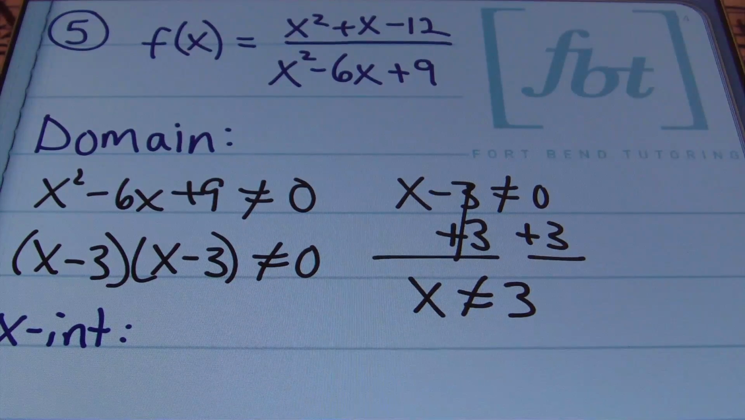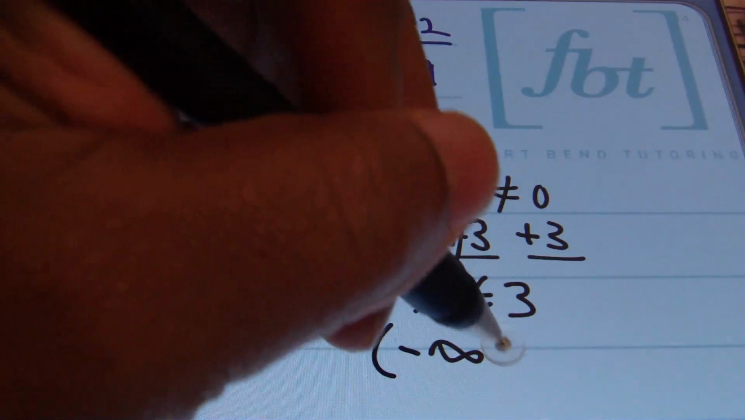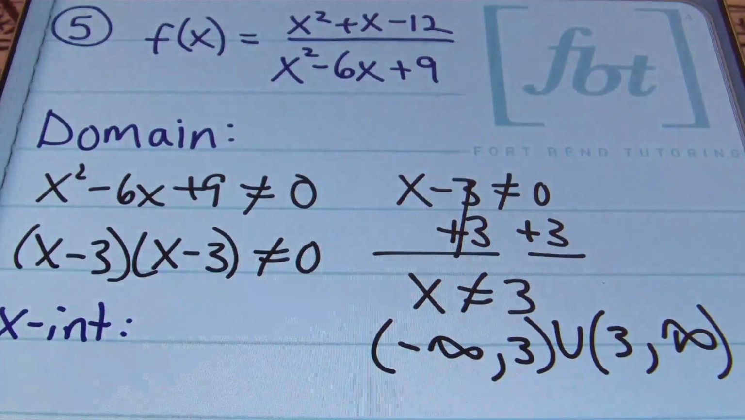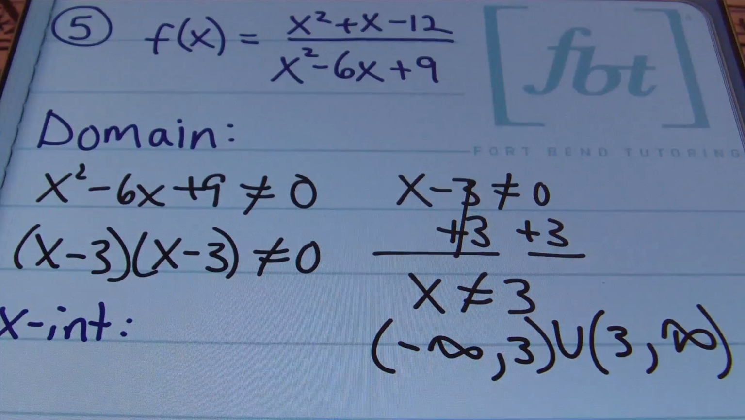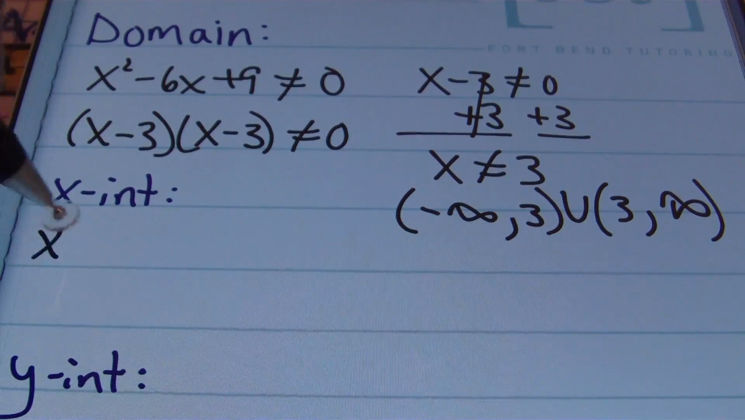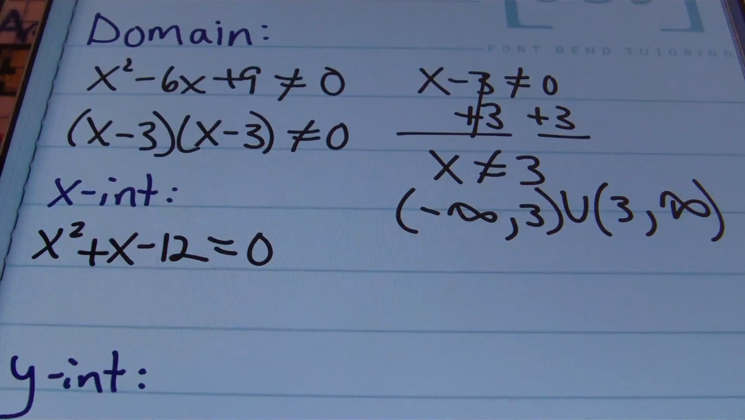And for those of you that love interval notation, I'll have it written this way: negative infinity to 3 union 3 to positive infinity. So that's going to be the domain for this rational function. Knowing that, all we have to do now is set the numerator equal to 0 and solve for it.